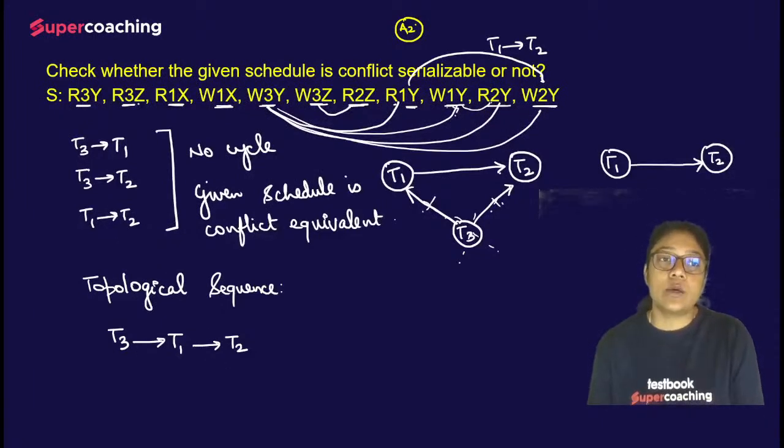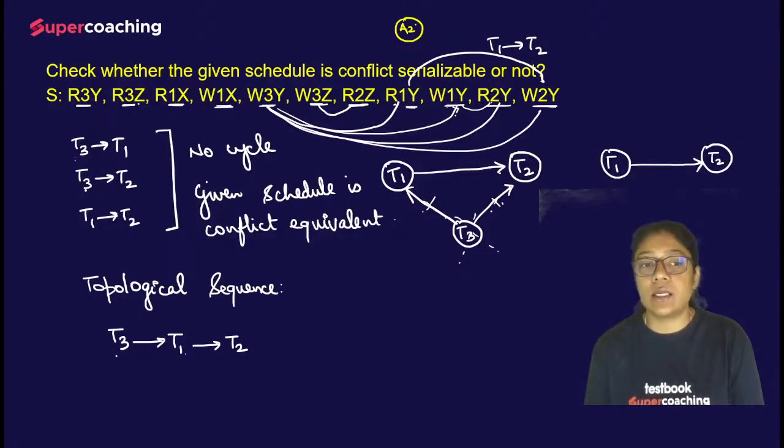Now if you look here, T3 is executed before T1. Yes, this is satisfied here. T3 is executed before T2. That is also satisfied here. T1 should be executed before T2. That is also satisfied here. So this is the equivalent serial order.